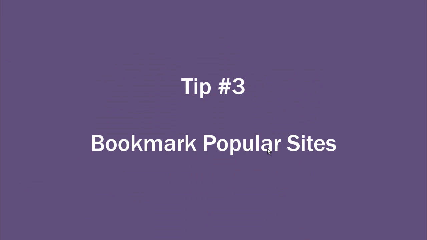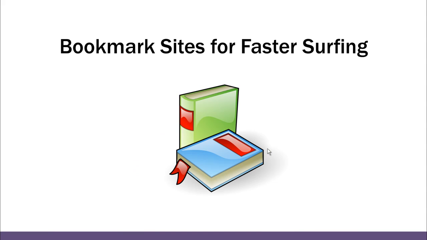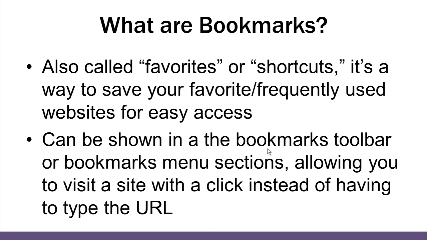Tip number 3, bookmark popular sites. So you want to bookmark sites for faster surfing. And what are bookmarks? Bookmarks are also called favorites or shortcuts. It's a way to save your favorite frequently used websites for easy access. It can be shown in the Bookmarks toolbar or Bookmarks menu section, allowing you to visit a site with a click instead of having to type the URL.